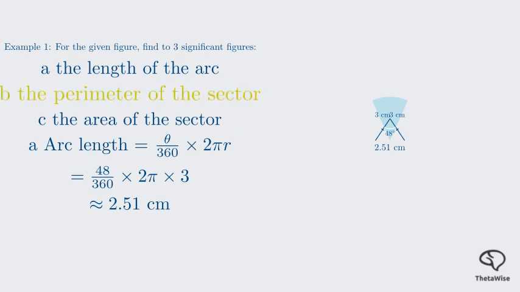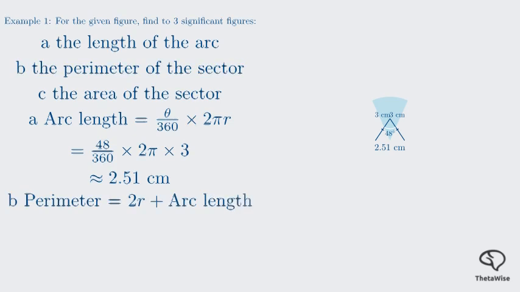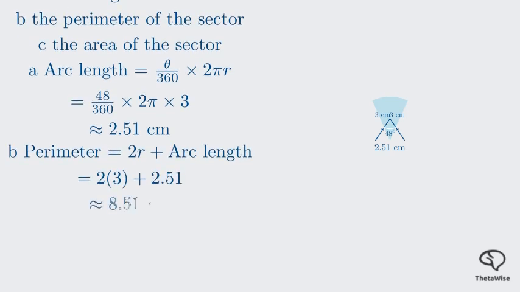Next, let's find the perimeter. The perimeter is 2 radii plus the arc length. So we have 2 times 3 plus the arc length we just found, 2.51. This results in a perimeter of approximately 8.51 centimeters. The total distance around our shape is about 8.5 centimeters.